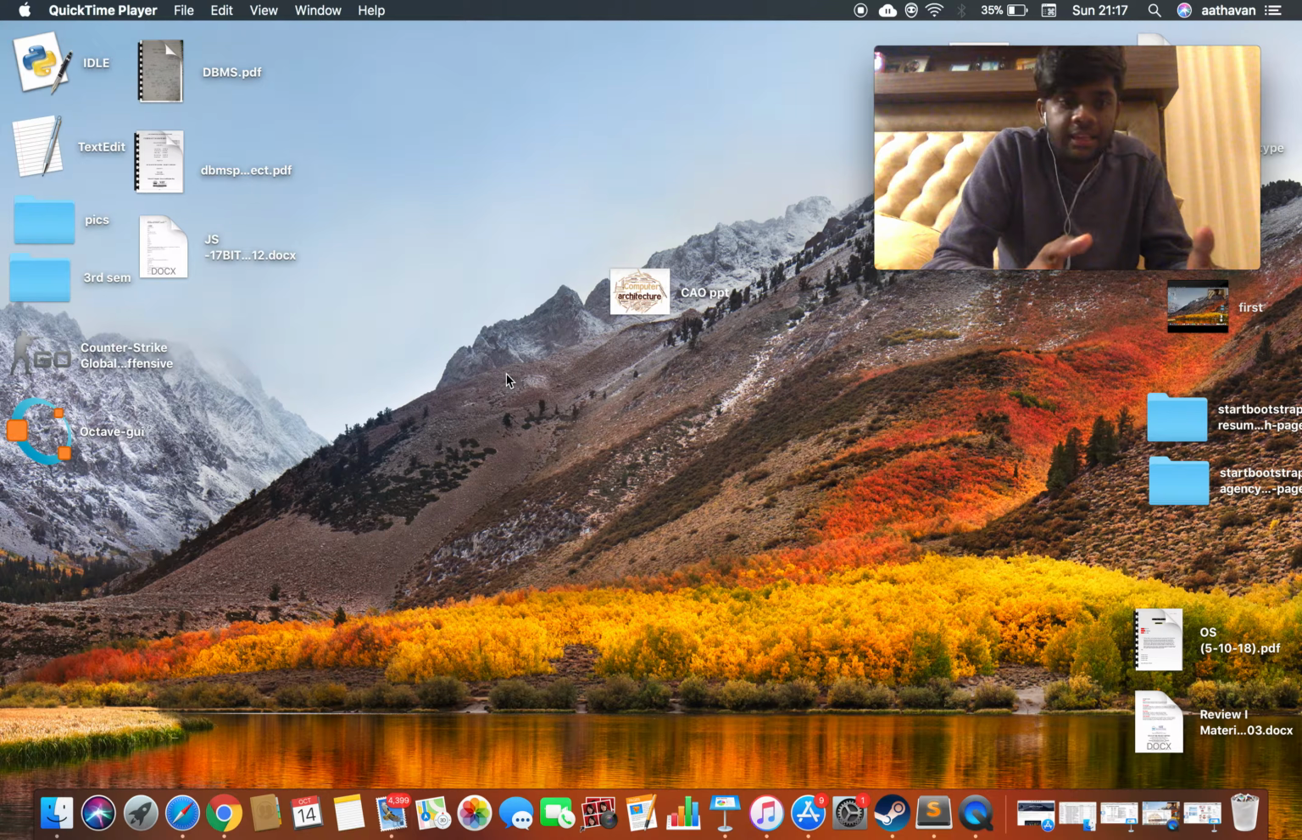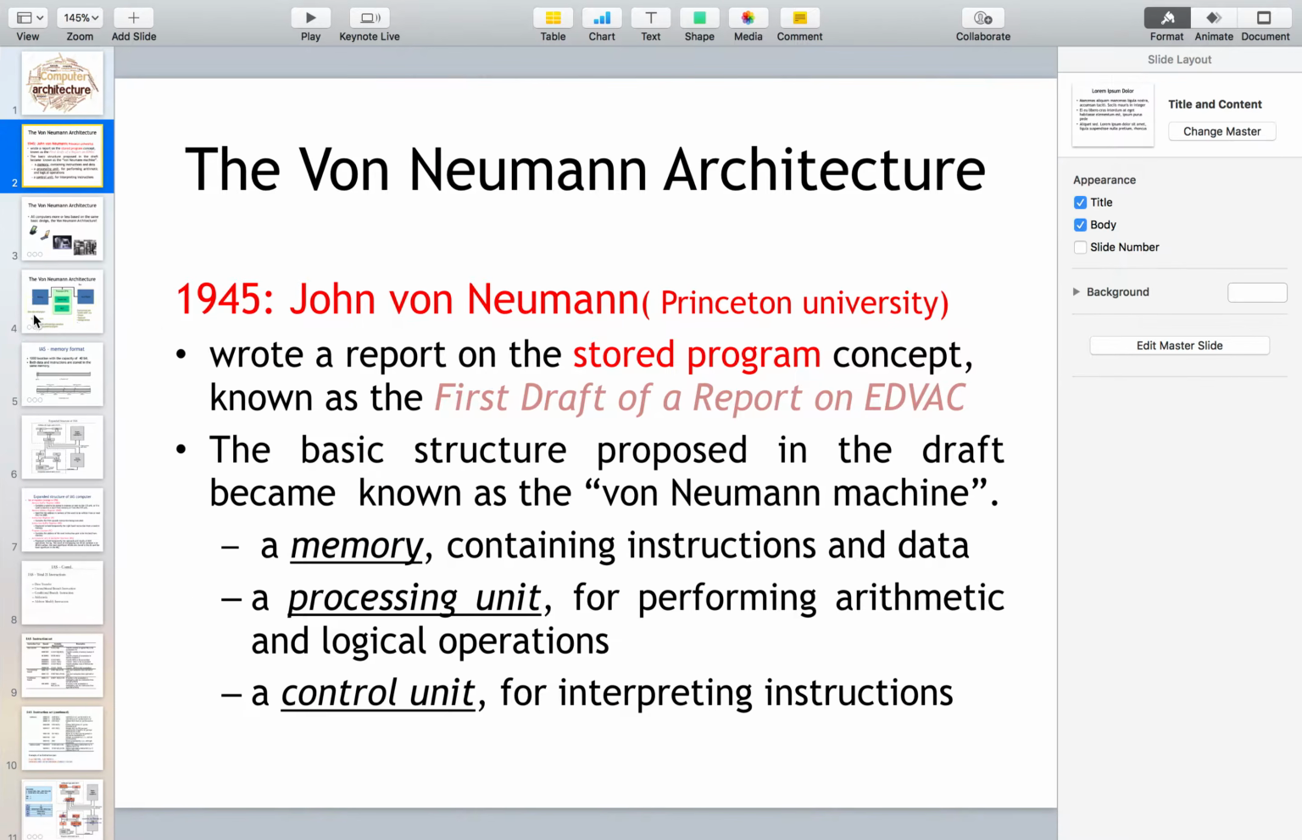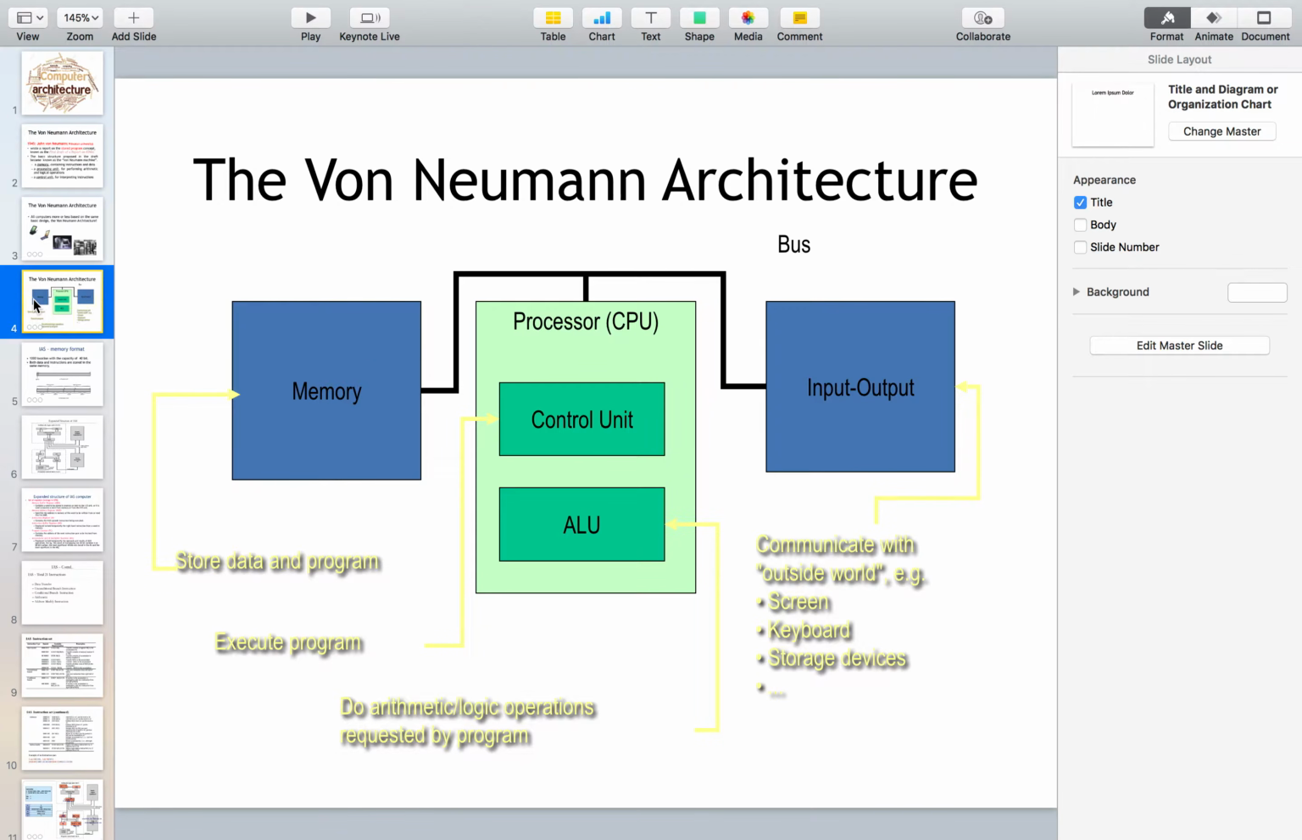So basically, the computer architecture was divided into three parts: processor, memory, and the input output. The processor is further divided into two parts: control unit and the ALU. The control unit executes the program, and that data is sent to the main memory. The main memory stores the data as well as the executed part of the program. The ALU does the arithmetic and the logical operations, and it sends the final result to the output box.